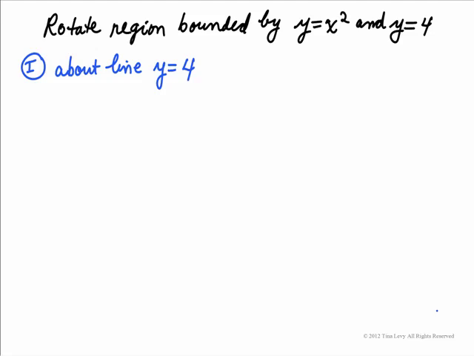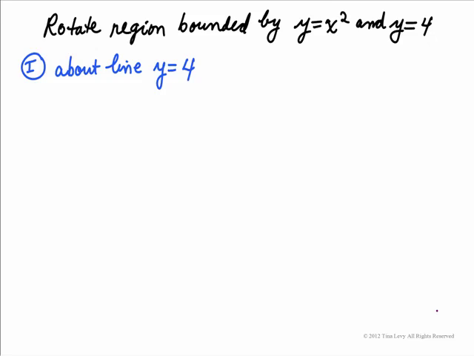We're going to rotate a region about different lines, and we're going to do the same region. The region that I'm interested in is y equals x squared and y equals 4. It's a region bounded by the parabola and the horizontal line y equals 4. And the first part, we're going to rotate that about the line y equals 4.